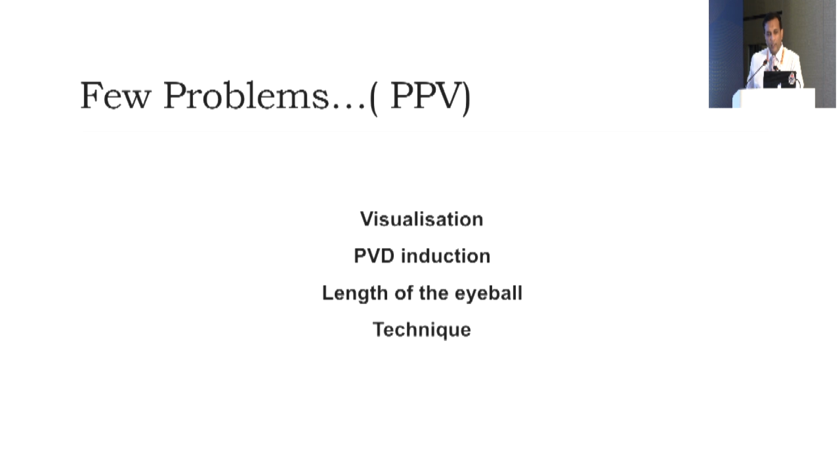So, coming directly to the surgical part. Surgery in these cases is complicated. There is no standardized technique, and the results are suboptimal. As you know, in contrast to routine vitrectomies, there are a few unique challenges to surgery in high myopic eyes. The first is visualization. The second is PVD induction. The third is the length of the eyeball, because the routine instruments which we use are not meant for axial lengths of more than 30 millimeters. And finally, a common technique which can yield consistent surgical results.